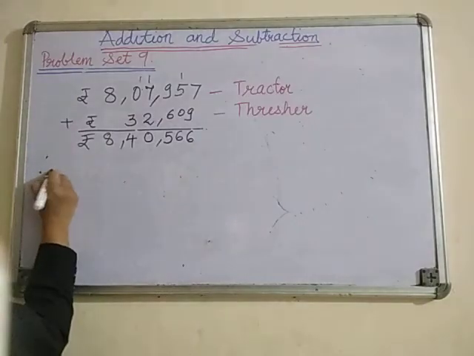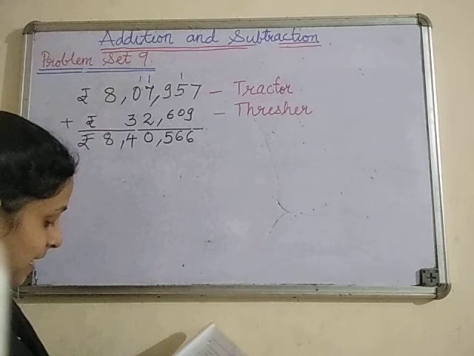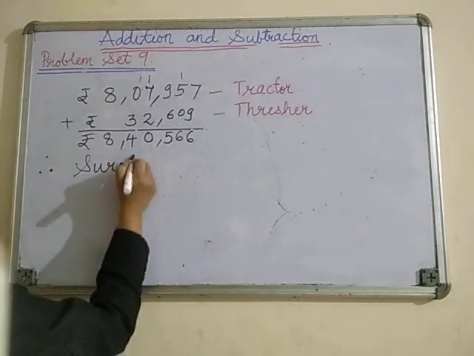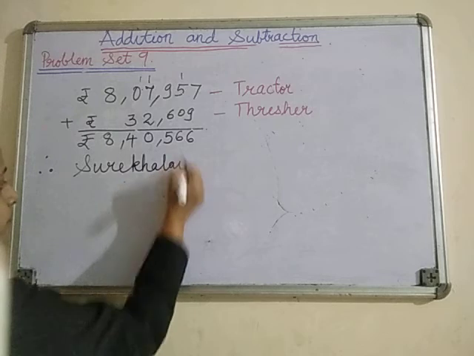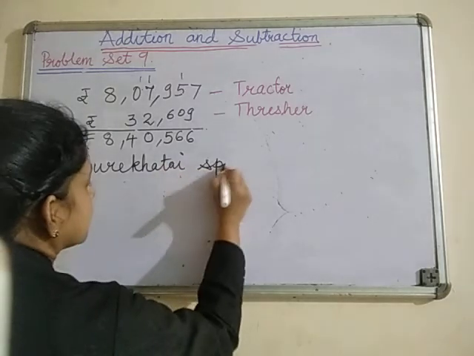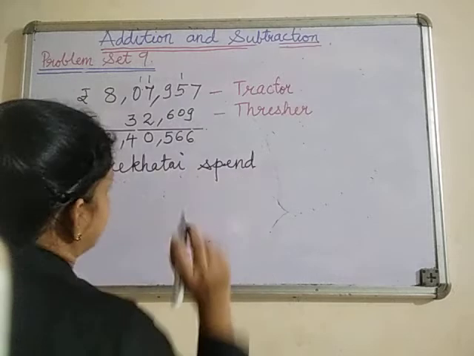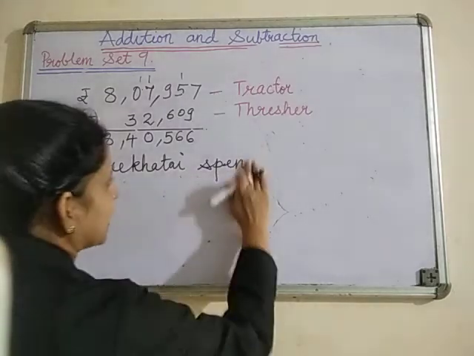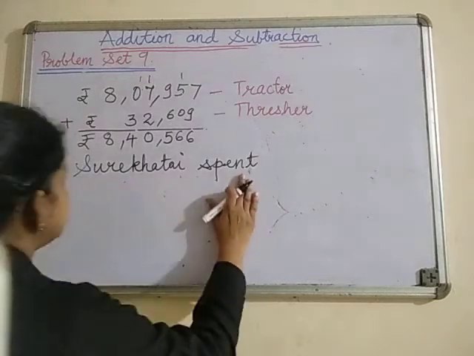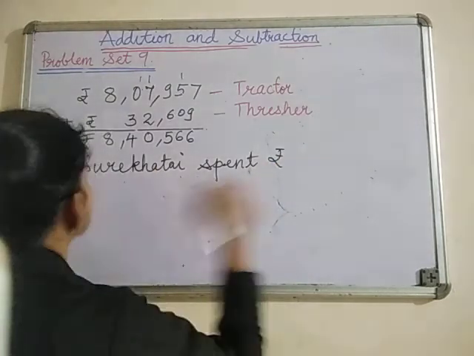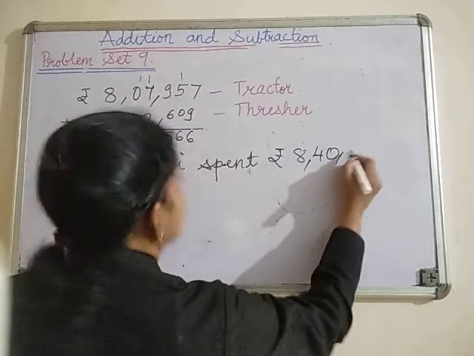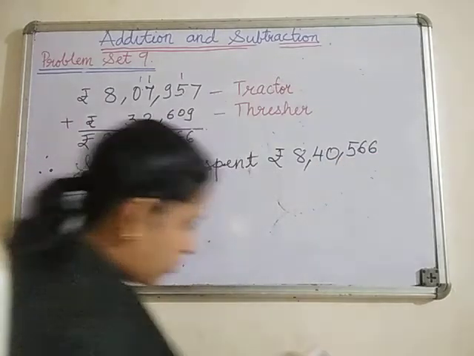Therefore, she means here Surekha Tai. So you will write with Surekha Tai's name only. So you will write Surekha Tai, okay, fine, spent. You will not write spend, okay, Surekha Tai spent, you will write past tense, fine. So Surekha Tai spent rupees 8,40,566 all together.